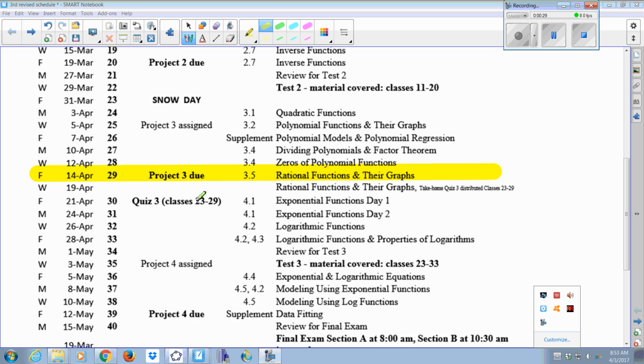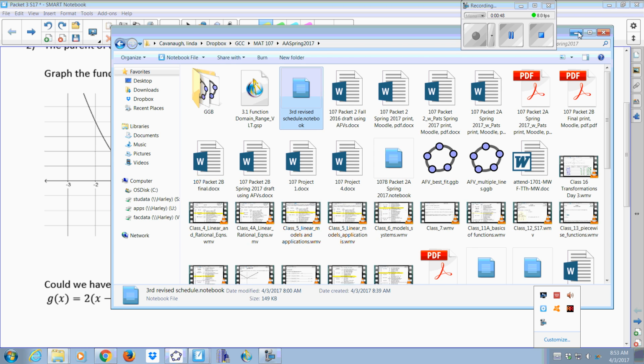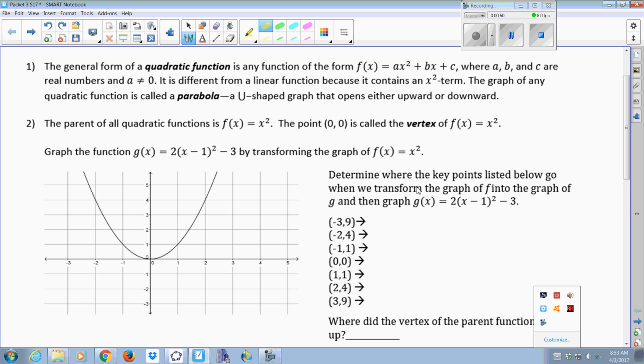So that's the next to the last project. The last project is really like a review for the final. So this project here is like your last project that's on specific material. Okay, so I think everything's lined up for the rest of the semester. So let's take a look at today's preview activity.